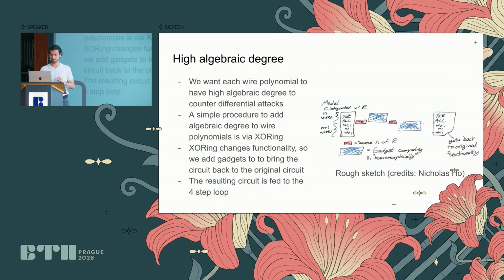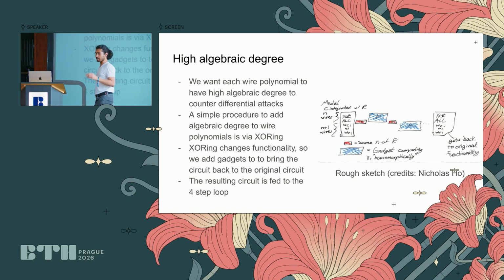So the first step is high algebraic degree. What we want is, first, you can think of each wire in the reversible circuit as a polynomial. If you take a random reversible circuit, the degree of the polynomial would be very low, not that high. We want to make sure that the degree of the polynomial of each wire is high. So what we do is XOR the wires together. We take one wire in one computation, XOR it with the other one, and we do it randomly. This increases the degree, but this changes the functionality.